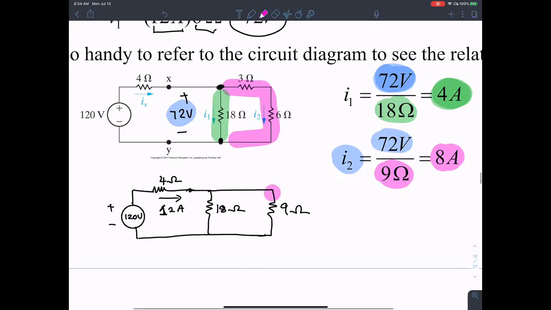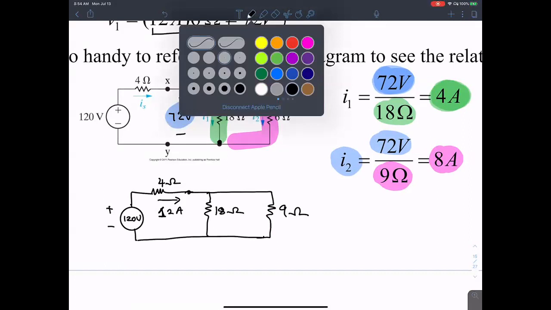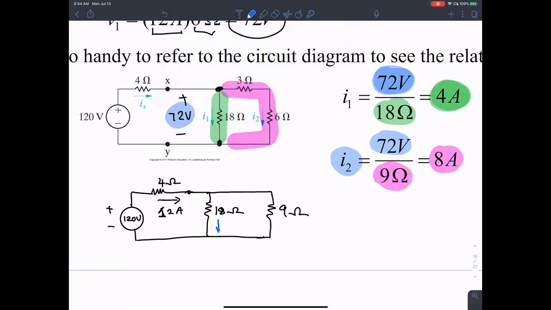So this is the 9 ohm resistance, 3 in series with 6. When you do the math, what you found was that the 12 amperes current that is coming in from west to east, 4 amperes of that is going into the 18 ohm resistance, and 8 amperes of that is going into the 9 ohm resistance.